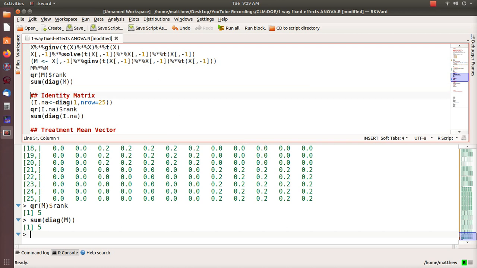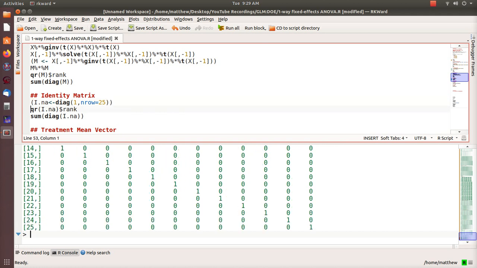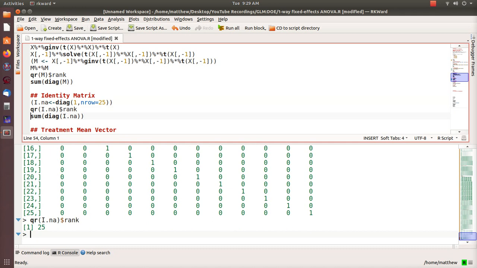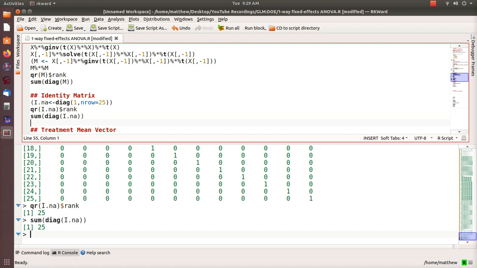Now, in part 1, we didn't look at the identity matrix. We didn't do anything with it, but I'm going to create an identity matrix. We're going to look at the rank. And since the identity matrix is idempotent, it should equal the trace. And there we're just adding up 25 ones, so it is the same.